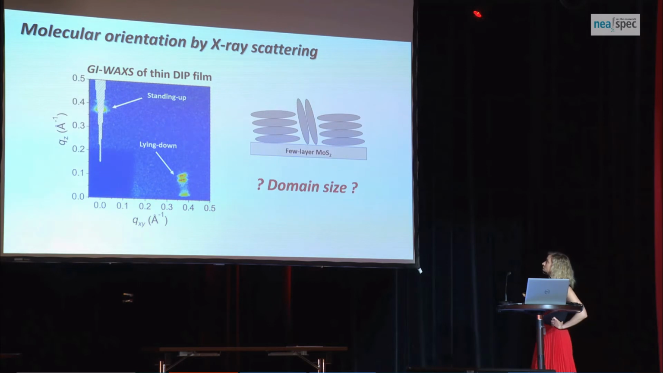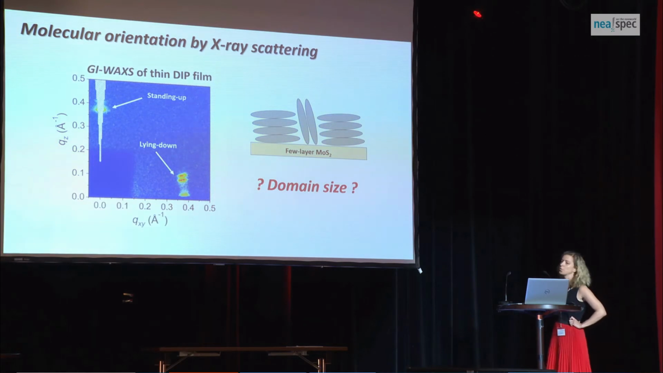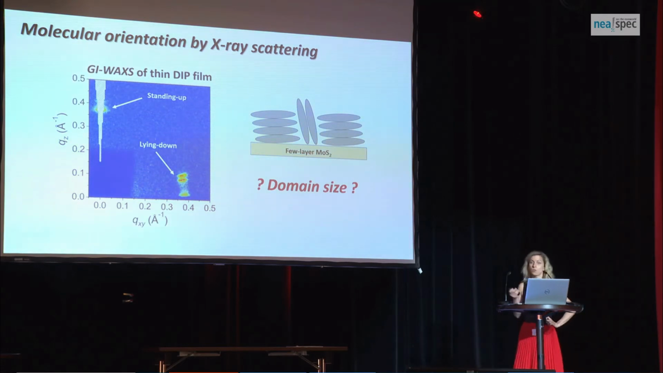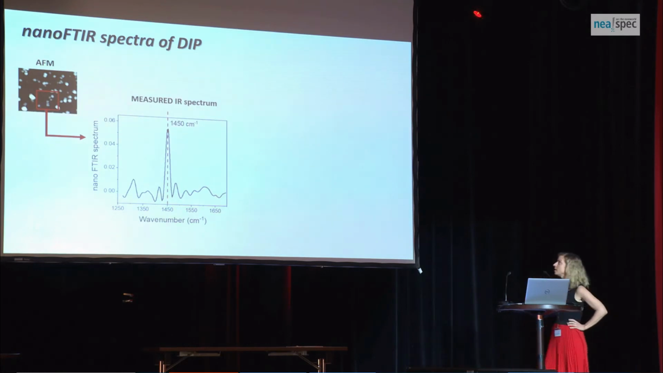So the situation looks like this. We have regions with lying down orientation, but there are also regions with standing up orientation. Unfortunately, this technique is not very good because the spatial resolution of X-ray scattering in general is not good. So we were not able to obtain the domain size of the different molecular orientations. So this is the part where the s-SNOM comes into play.